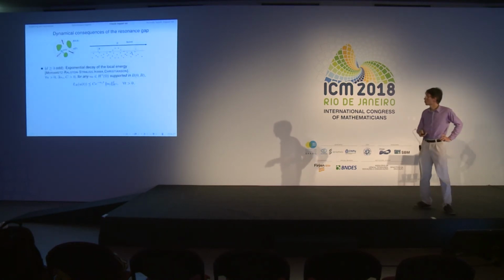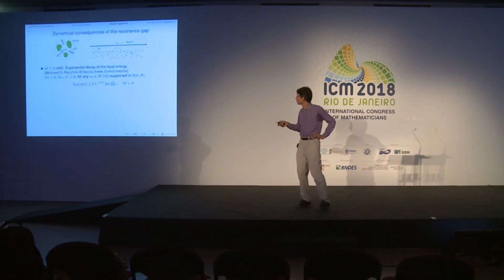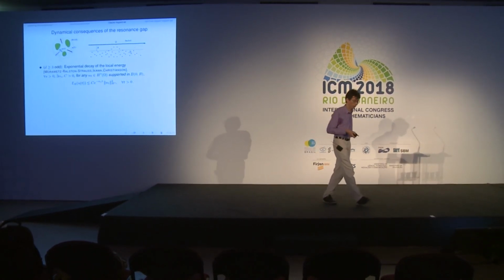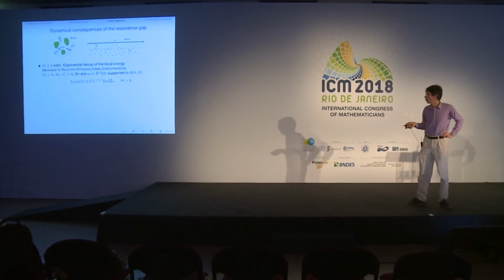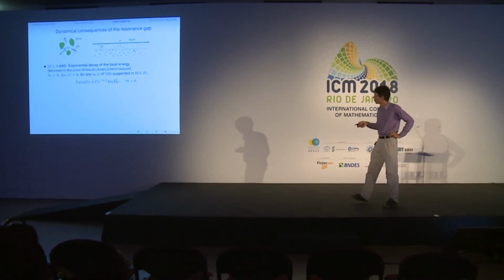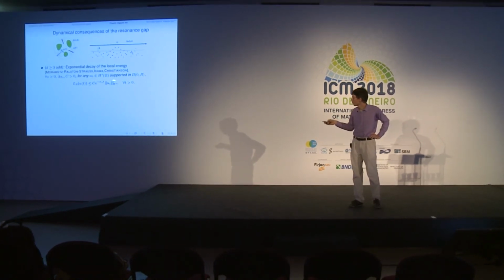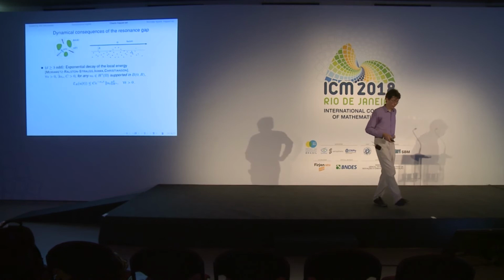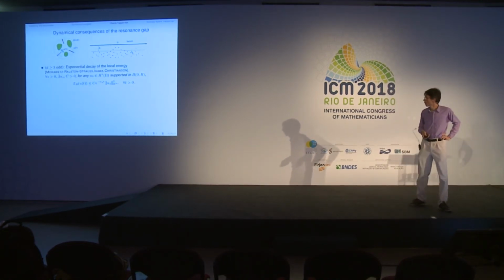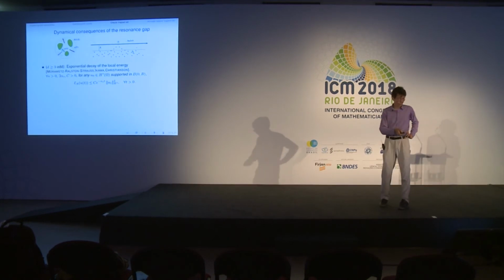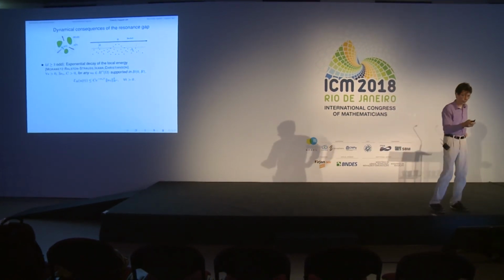So what are the consequences? This slide is more for the, let's say, PDE people here. What you can draw from this resonance gap is that the local energy decays exponentially, up to some loss. You have a small, arbitrary loss in derivatives, but it will decay exponentially. You can show as well that the correlations decay exponentially.